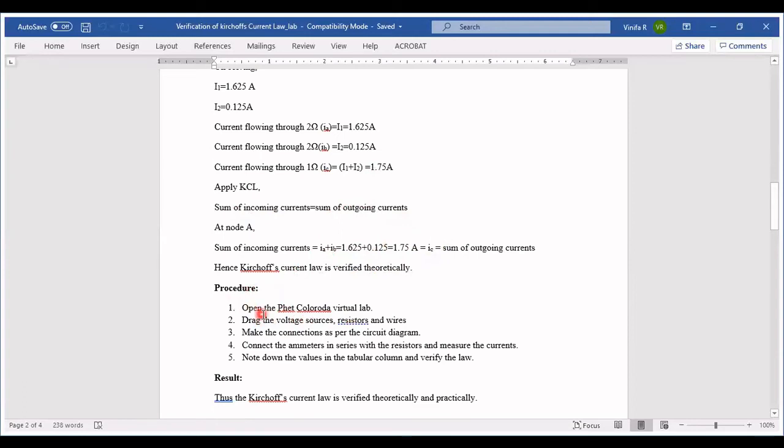The procedure is to open the PhET Colorado virtual lab. This link will be available in the Moodle. Then drag the voltage sources, resistors and wires, and make the connections as per the circuit diagram. Then connect the ammeters in series with the resistors and measure the currents. Use ammeters to measure currents and note down the values in the tabular column.